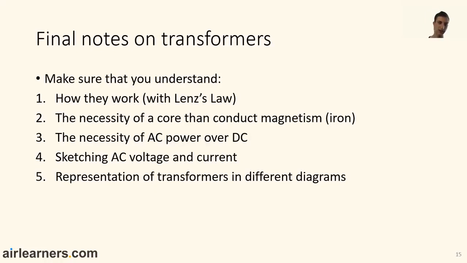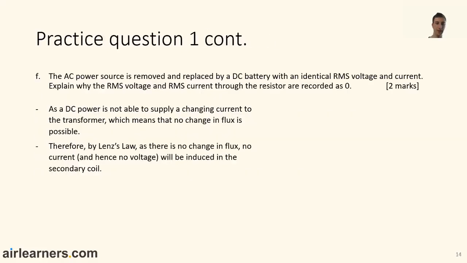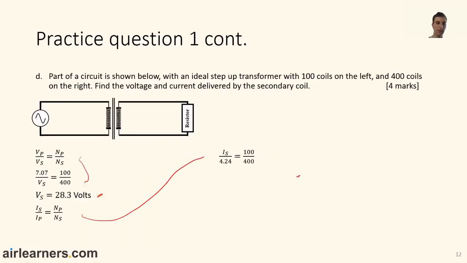Final notes: make sure that you understand how transformers work, why you need a core that can conduct magnetism, so that's iron, the necessity of AC over DC power, make sure you know how to sketch alternating current, and how we represent transformers in different diagrams. What I mean by that last point is that in this question here, you saw that the transformer is represented by these diagrams, and you can't obviously count the number of coils in each, so that's given to you in the question.